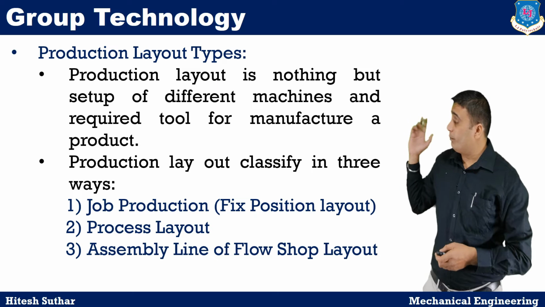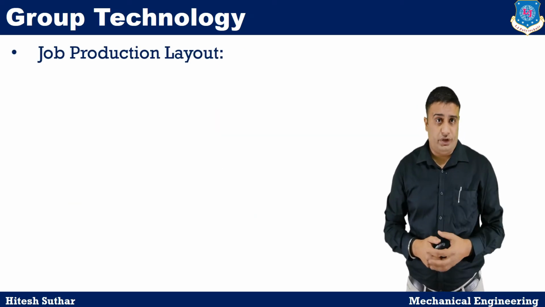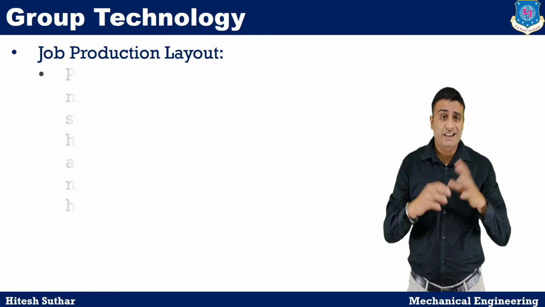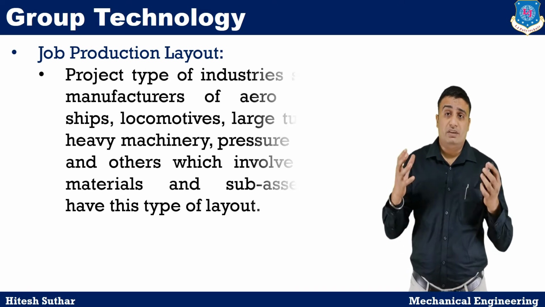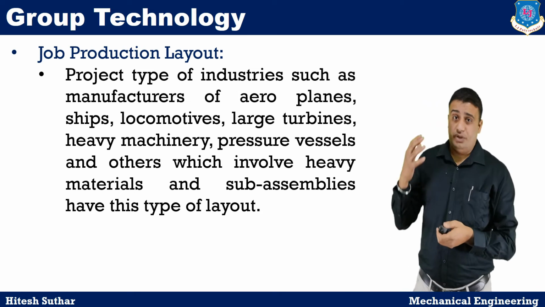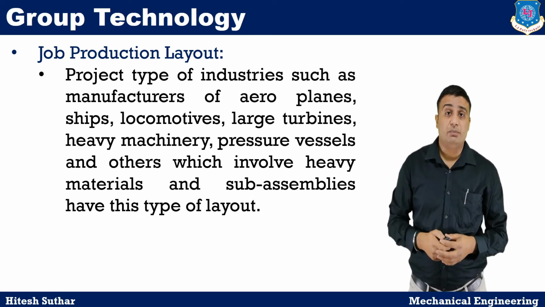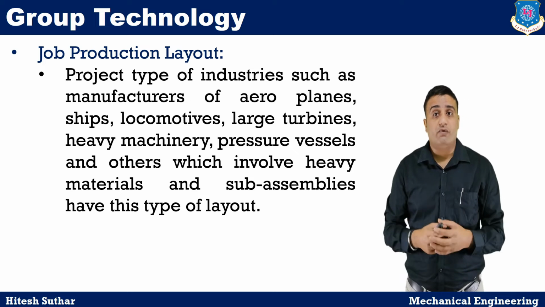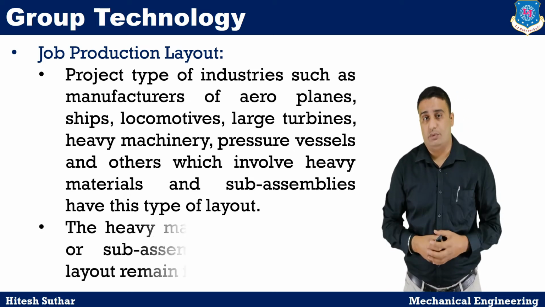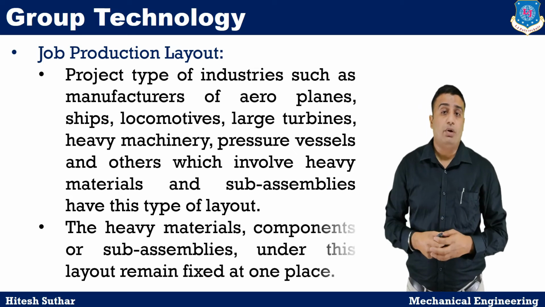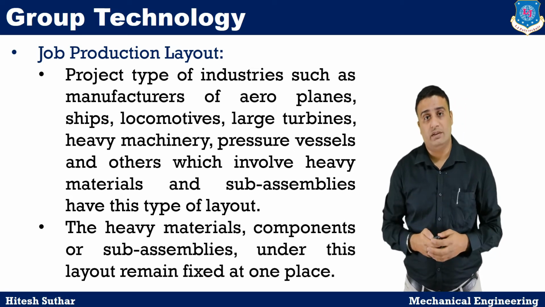Let's discuss them one by one. The first is the job production layout. So what is a job production layout? It is used by project type industries such as manufacturers of big components like ships, locomotives, aeroplanes, large turbines, heavy machineries, pressure vessels and others, which involve heavy materials and sub-assemblies. The heavy materials, components or sub-assemblies under this layout remain fixed at one place.